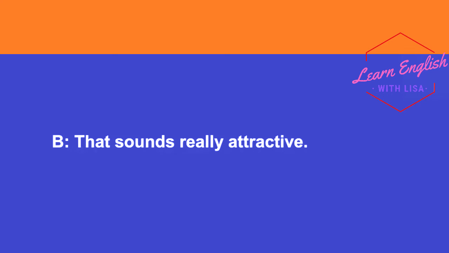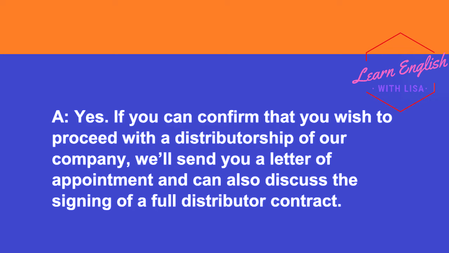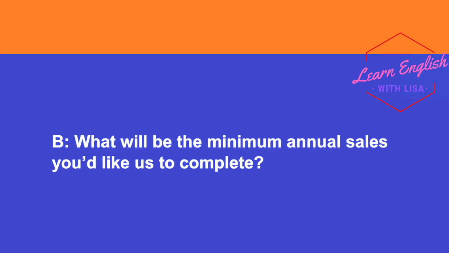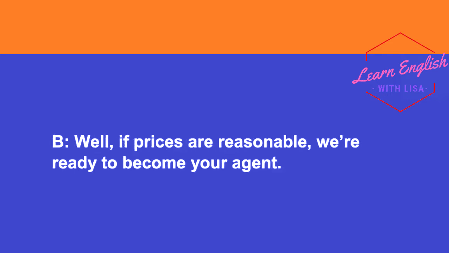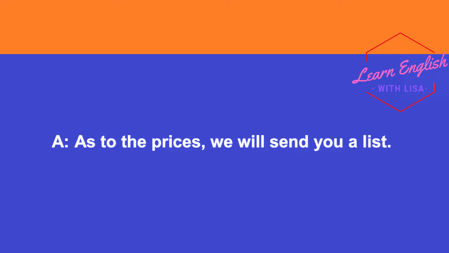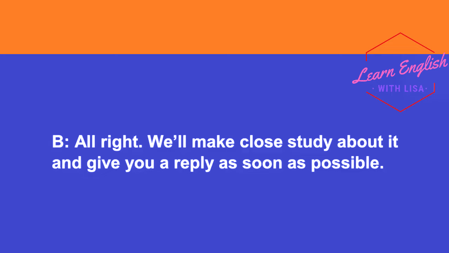That sounds really attractive. Yes, if you can confirm that you wish to proceed with a distributorship of our company, we'll send you a letter of appointment and can also discuss the signing of a full distributor contract. What will be the minimum annual sales you'd like us to complete? At least 100,000 yuan. Well, if prices are reasonable, we're ready to become your agent. As to the prices, we will send you a list. All right. We'll make a close study of it and give you a reply as soon as possible.